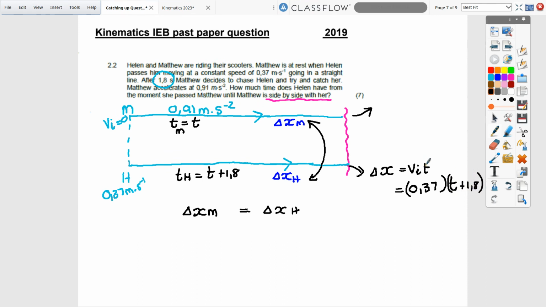Now, this t didn't have a square in it, and that's also why I'd like the plus to be there to make the math a little bit easier. Now I'm going to do this. So that was Helen. Do the same for Matthew.